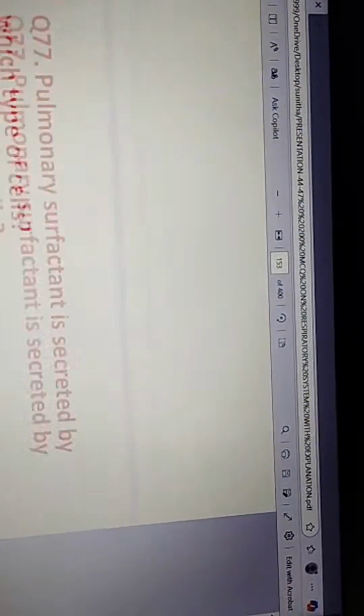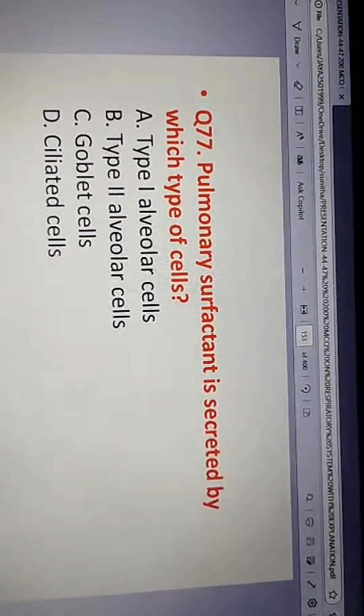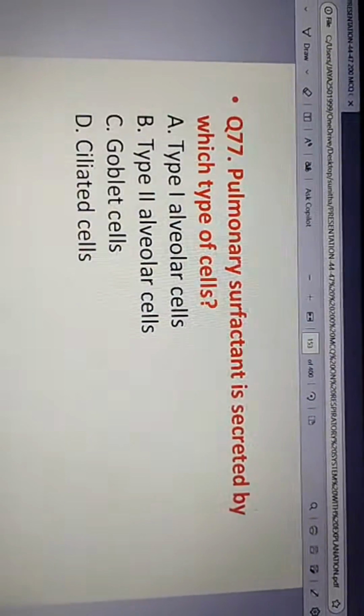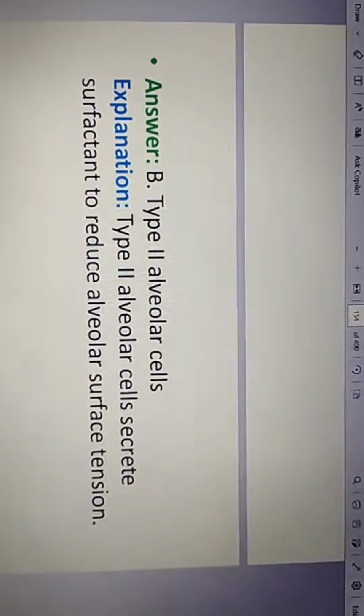Pulmonary surfactant is secreted by which type of cells? The correct answer is type 2 alveolar cells. Type 2 alveolar cells secrete surfactant to reduce alveolar surface tension.